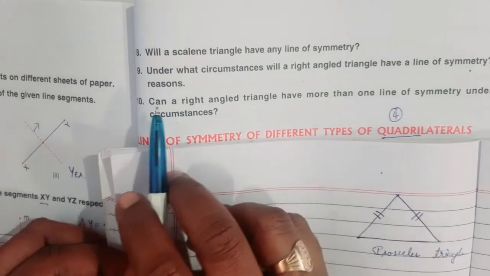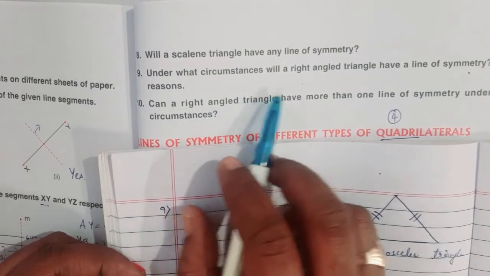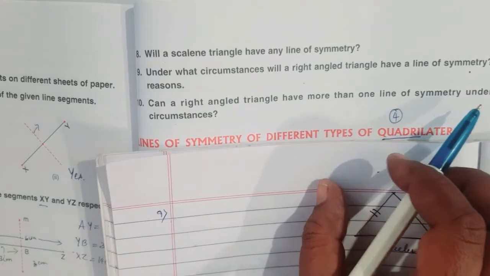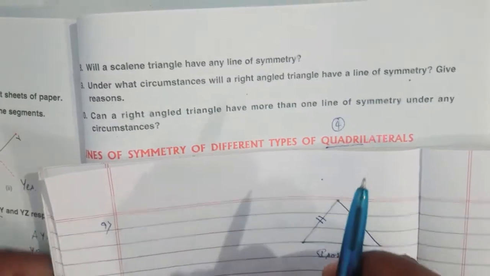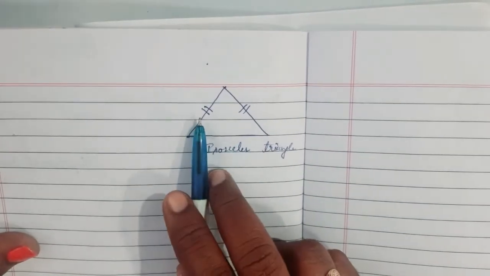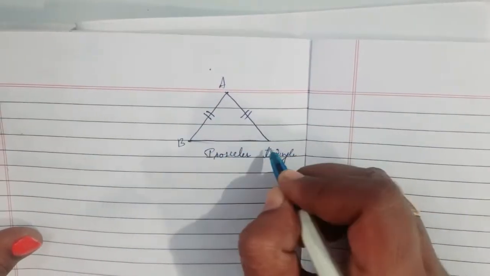Children, next is question number 9. Under what circumstances will a right angle triangle have a line of symmetry? You have to give the reasons here. Here is an isosceles triangle, children. We know in an isosceles triangle only two sides are equal. Here AB is equal to AC.